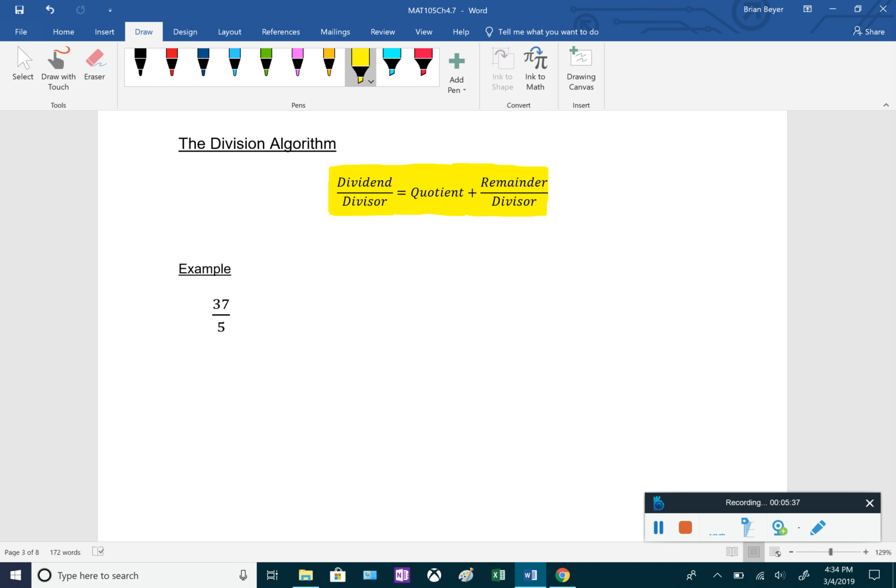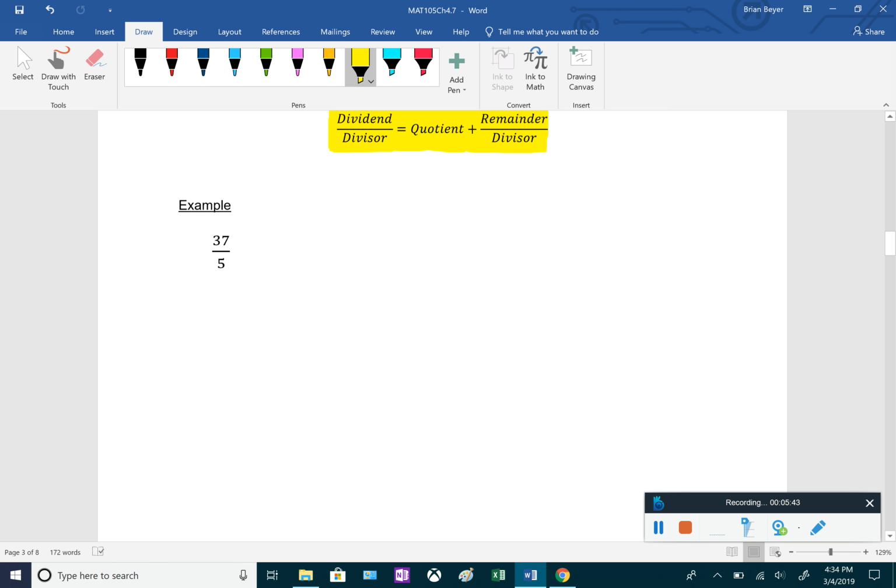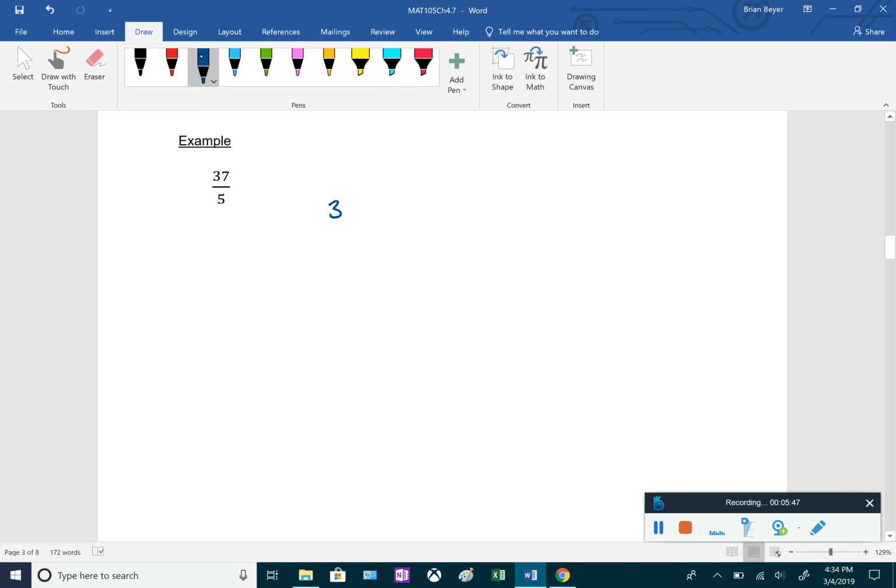We actually kind of know this because that's how we create mixed numbers with fractions from improper fractions. So let's see an example. Let's say we have 37 over 5, and let's say we wanted to divide that.